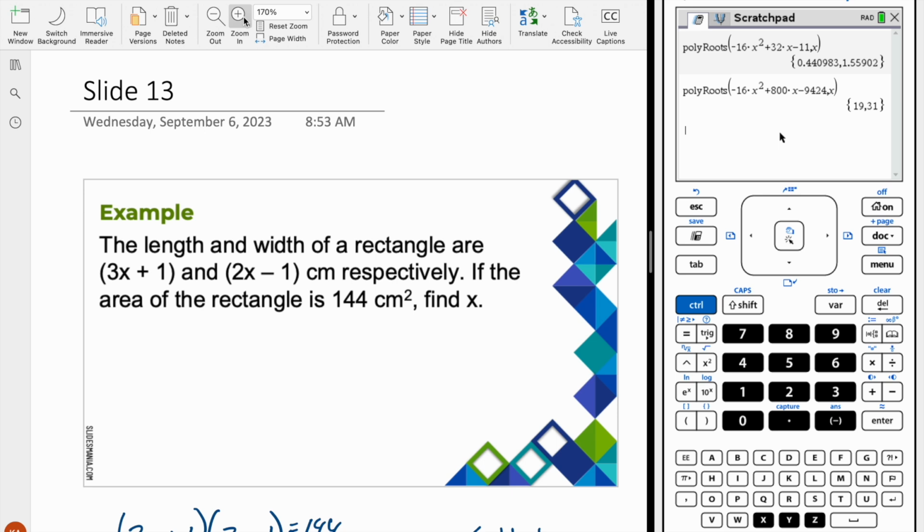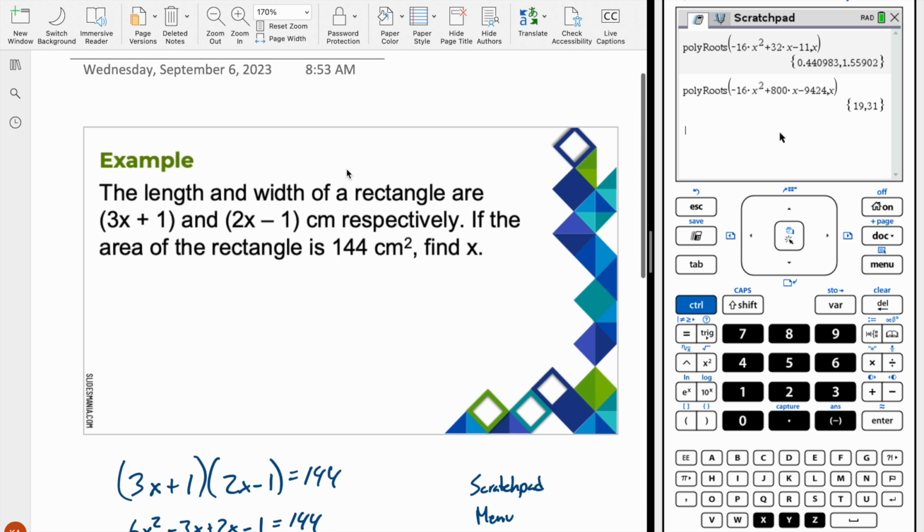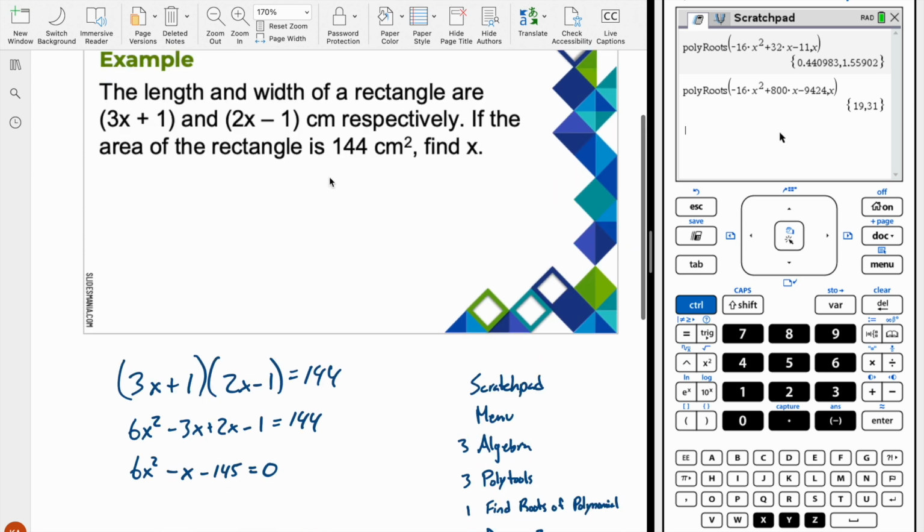Slide 13. The length and width of a rectangle are 3x plus 1 and 2x minus 1, respectively. If the area of the rectangle is 144 centimeters squared, find x. Now, in this problem, we would go ahead and set up our equation as a whole. 3x plus 1 times 2x minus 1 is equal to 144.